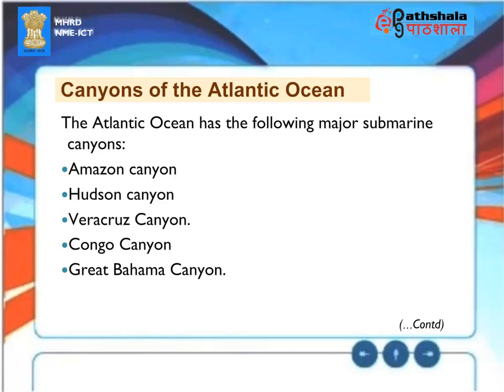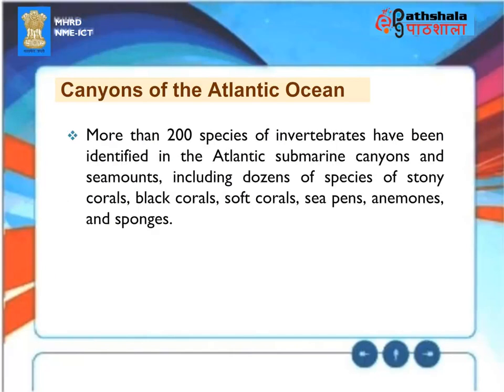Canyons of the Atlantic Ocean. The Atlantic Ocean has the following major submarine canyons: Amazon Canyon, Hudson Canyon, Veracruz Canyon, Congo Canyon, Great Bahama Canyon. More than 200 species of invertebrates have been identified in the Atlantic submarine canyons and seamounts, including dozens of species of stony corals, black corals, soft corals, sea pens, anemones, and sponges.